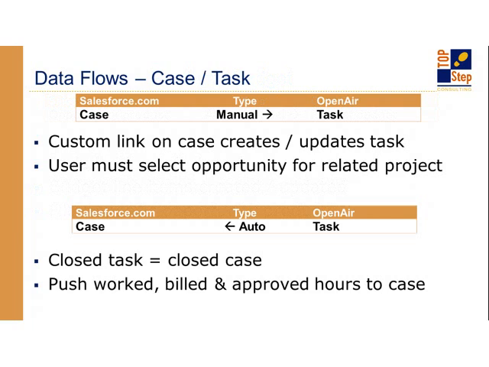When you push that button, it will give you a pop-up that says, okay, I see that this case is for Acme Corp. Which opportunity for Acme is this related to? You pick that opportunity so that it knows, okay, I'm going to update that related project on that opportunity. And it creates a task with data from that case. So that's how the initial creation works.